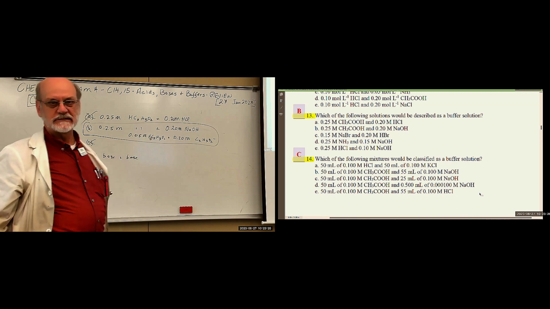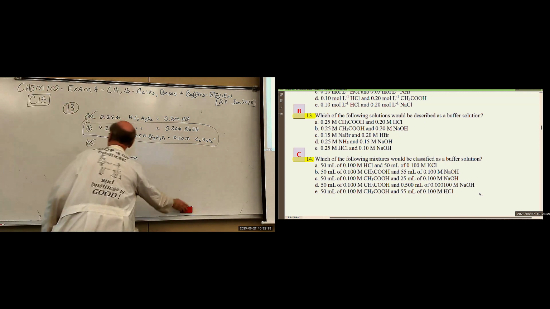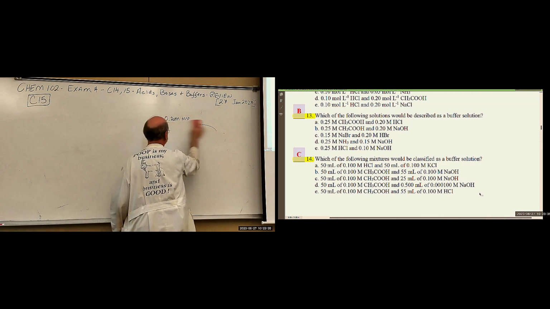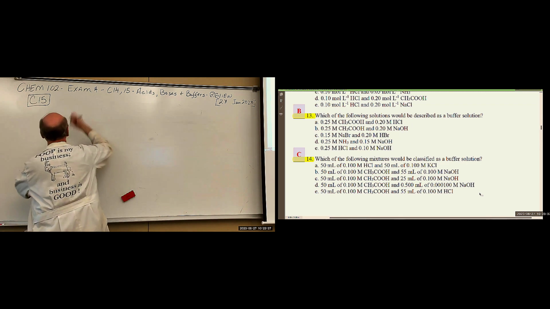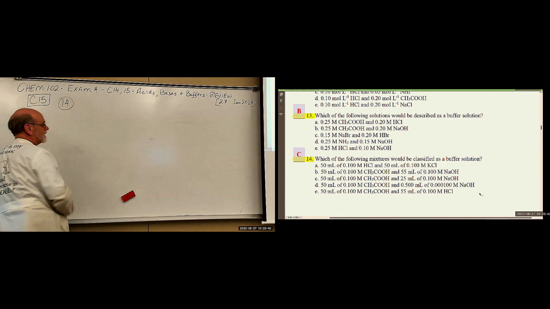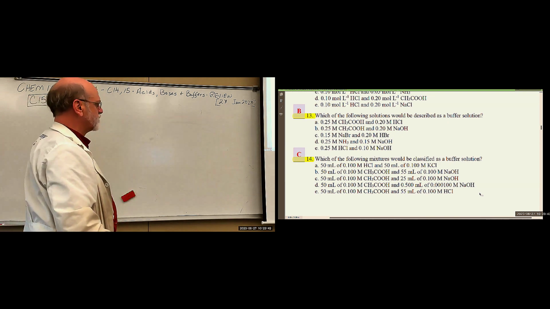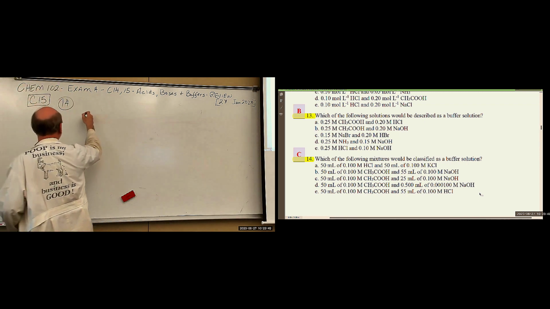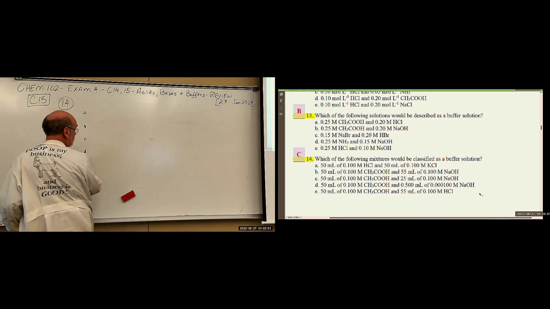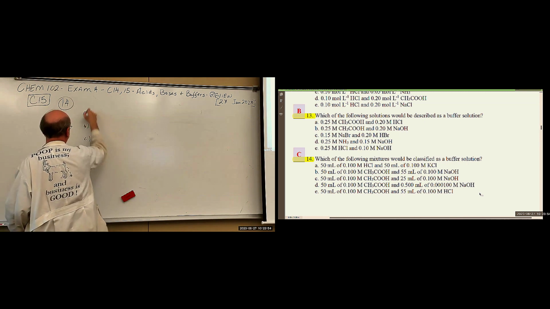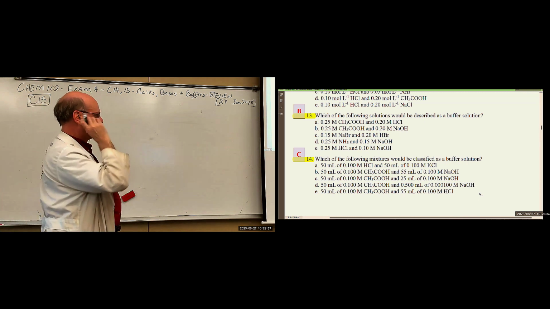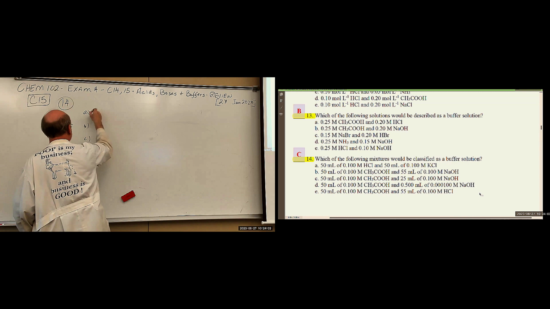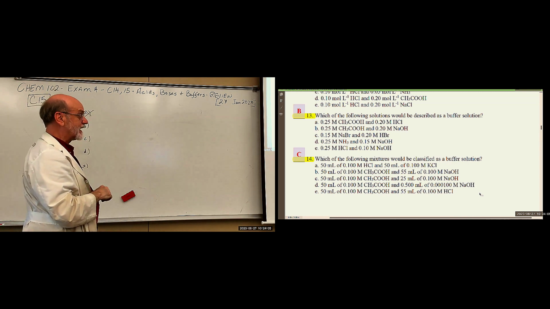Okay. All right, 14. All right. Which of the following mixtures would be classified as a buffer? Okay. So we got A, B, C, D, and E. So what do we see in A? We got a strong acid and the salt of that acid. Nope. Won't work. You gotta have a weak acid.